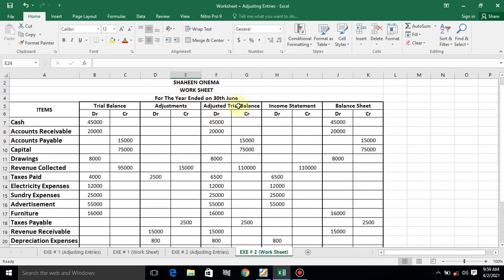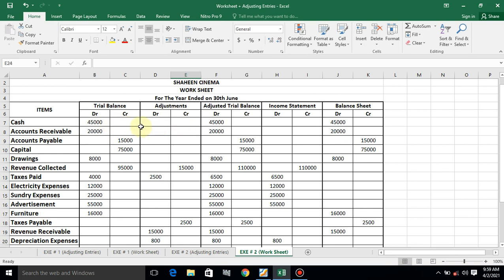Now moving towards the third column, that is of adjusted trial balance. How is this column generated? Now let's see. I have just put formula in this worksheet, so that's why automatically these values are generated. But when you are going to solve this question, you have to do this calculation by yourself. You can see that cash amount is debit with 45,000.